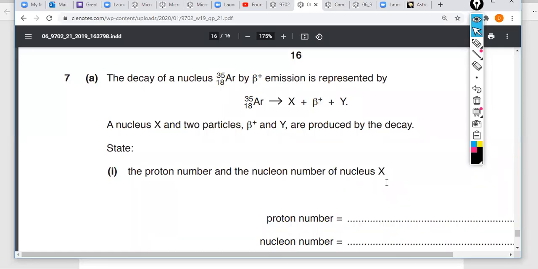In this worked example, we'll be looking at a beta plus decay. The question reads, the decay of a nucleus argon 35 by beta plus emission is represented by this equation that you see here. It says a nucleus X and two particles, beta plus and Y, are produced by the decay. State the proton number and the nucleon number of nucleus X.